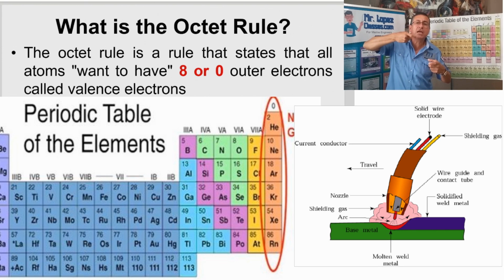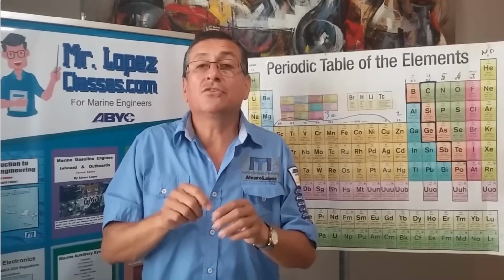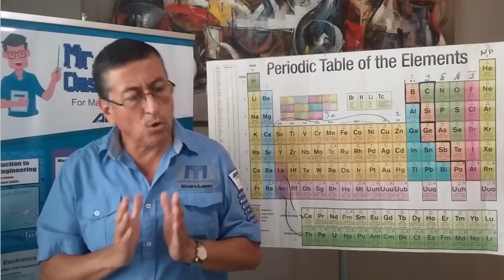In the moment that you apply the gun in the MIG welder, the electrode goes out in the middle, and argon sprays around the electrode and protects the area. This is a noble gas. In the last orbit, 8 electrons is fully stable. All right? Okay.